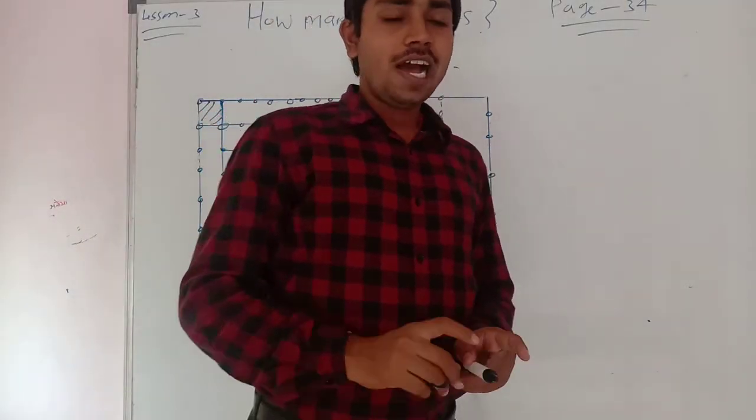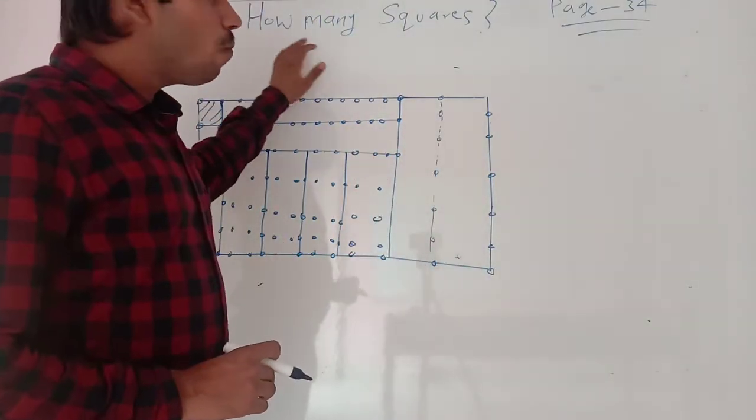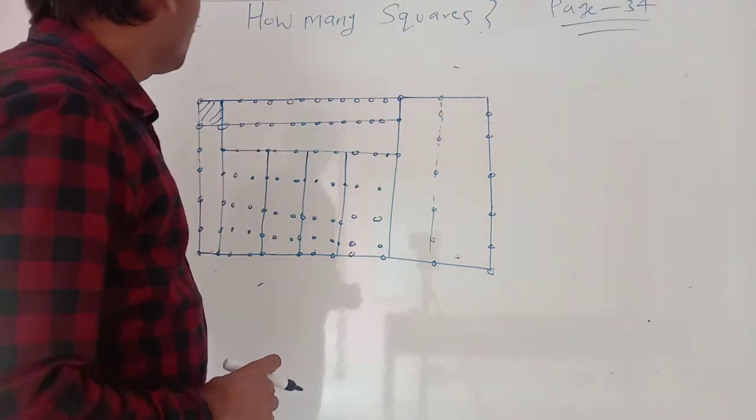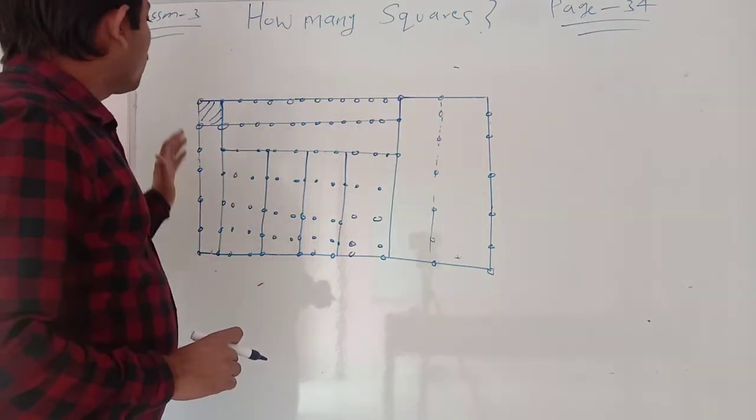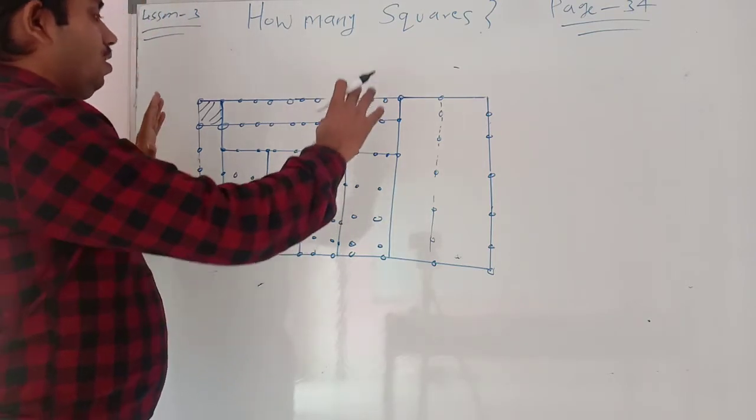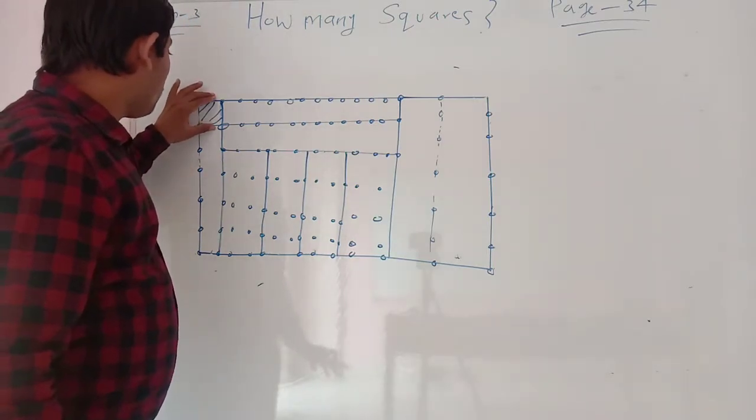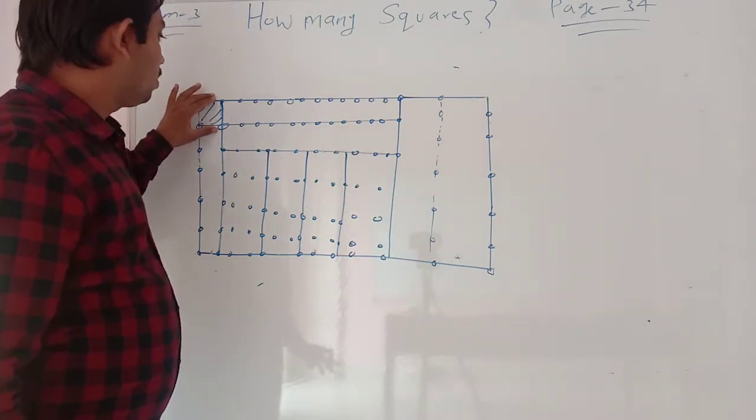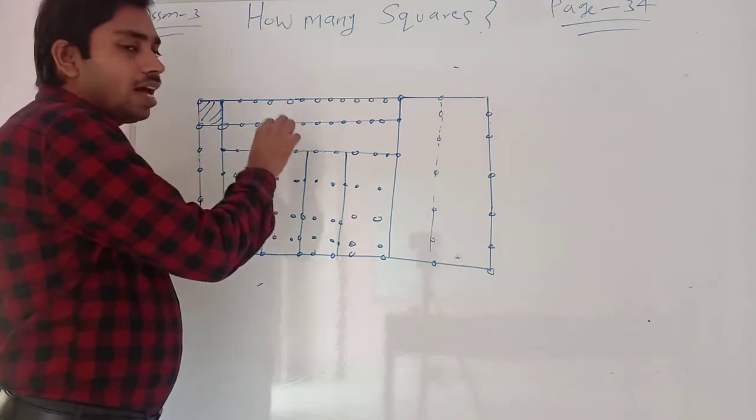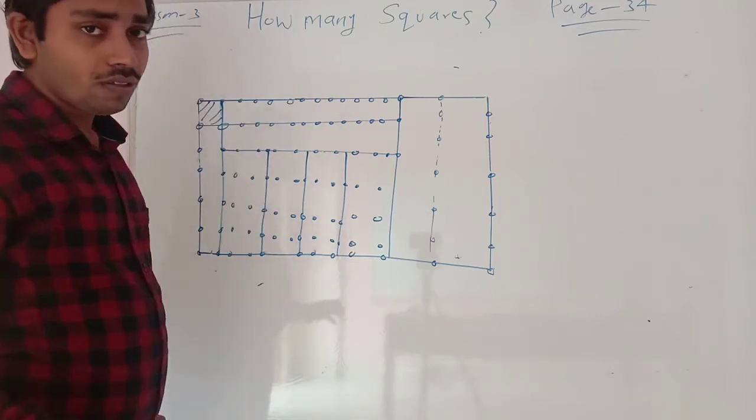Now today I am going to inaugurate lesson number 3, How Many Squares, page number 34, my dear students. Let us see this rectangle. In the textbook, this big rectangle is given, only one box is filled, covered, and the other segments I have drawn. So what is the question, my dear students?